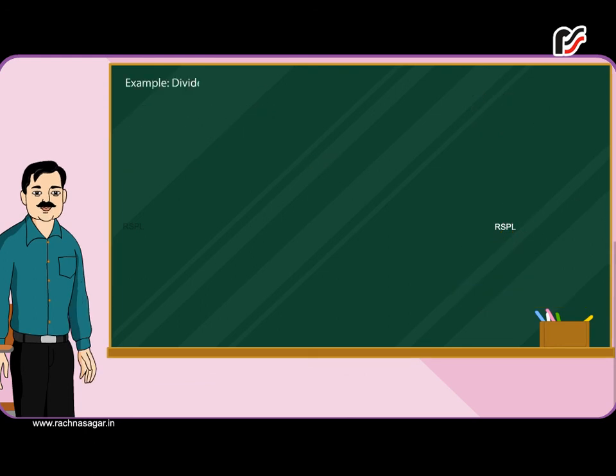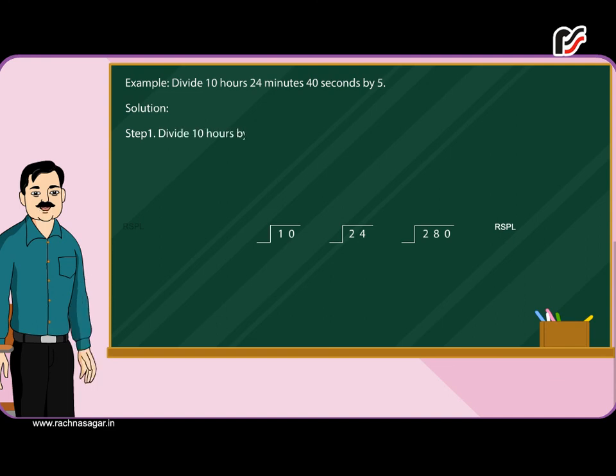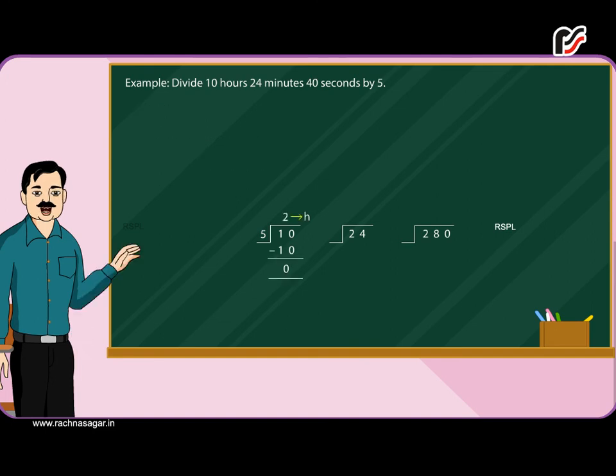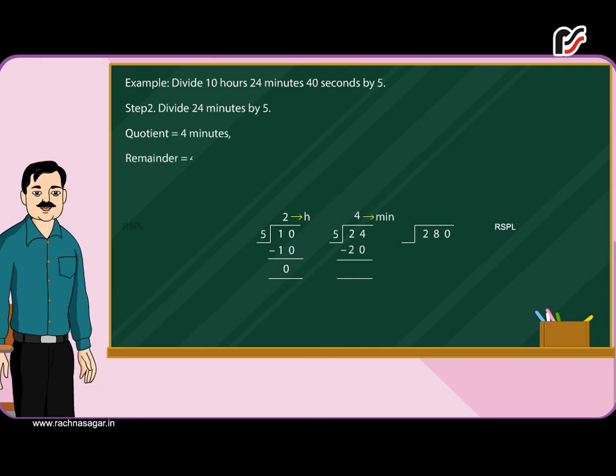Example: divide 10 hours, 24 minutes, 40 seconds by 5. Solution. Step 1. Divide 10 hours by 5. Quotient equals 2. Remainder equals 0. Step 2. Divide 24 minutes by 5. Quotient equals 4 minutes. Remainder equals 4 minutes equals 4 into 60 equals 240 seconds.